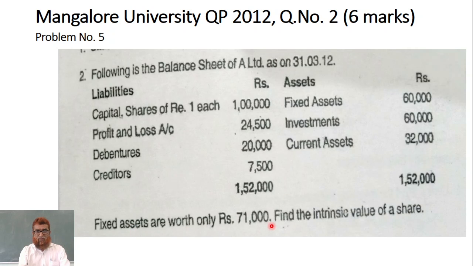Fixed assets are worth only 71,000. So fixed assets is here 60,000, but its worth now is 71,000. This is the value you should take for calculation. Find the intrinsic value of a share. We have to find out the net value of the share as per the net asset method, means intrinsic value of a share. So we are following the net asset method. Net asset is the market value of the assets minus liabilities. Outside liabilities, including debentures, creditors, preference share capital, all these things should be deducted from the assets. See the calculation.